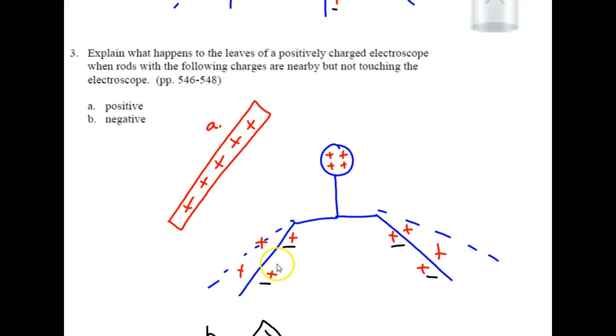Well, these electrons that are here are going to get drawn up into the knob because of this positive charge. They will be attracted to this positive. What does that do? If electrons move from the leaves up into the knob, it makes the leaves even more positively charged. So the leaves started out as diverged, and they will diverge even further. Okay, so that's the answer to A.